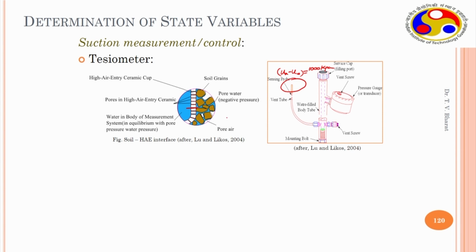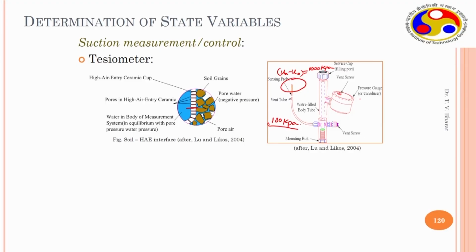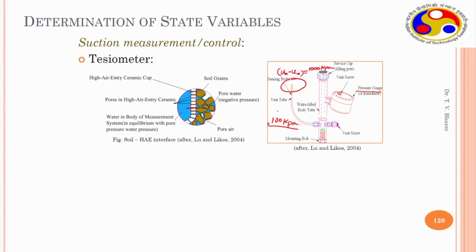In that case, if the high air entry disk capacity is only 100 kilopascal, then air enters into the high air entry disk, because the sustainable pressure at the air water interface is only up to 100 kilopascal. That is the capacity of the high air entry disk. So, air enters into your system, and your pressure gauge will not read the values. Therefore, the maximum value that can be measured by the tensiometer is dictated by the high air entry disk capacity. You have several high air entry disks.